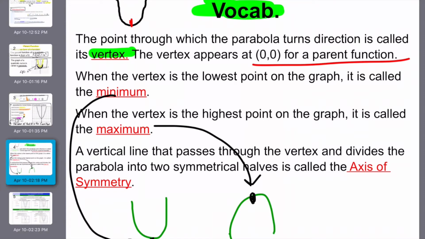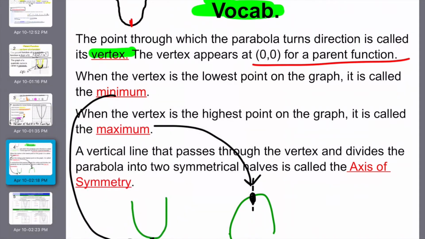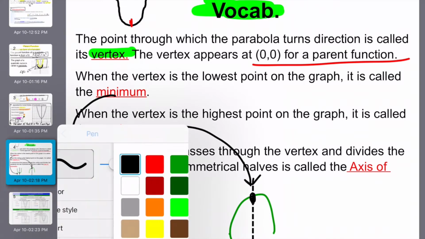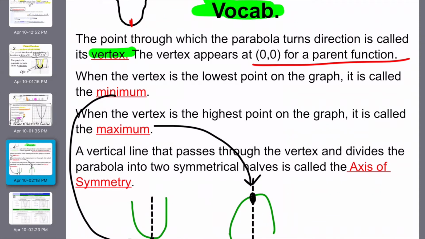Okay? A vertical line that passes through the vertex and divides the parabola into two symmetrical halves is called the axis of symmetry. And we kind of saw that before, but I'll draw those right here just to help everybody out. Okay? So those are the important vocabulary pieces that we need to know so far. So again, if you need to pause and write this stuff down for notes, definitely do that because we're getting a lot of information here for the first time.